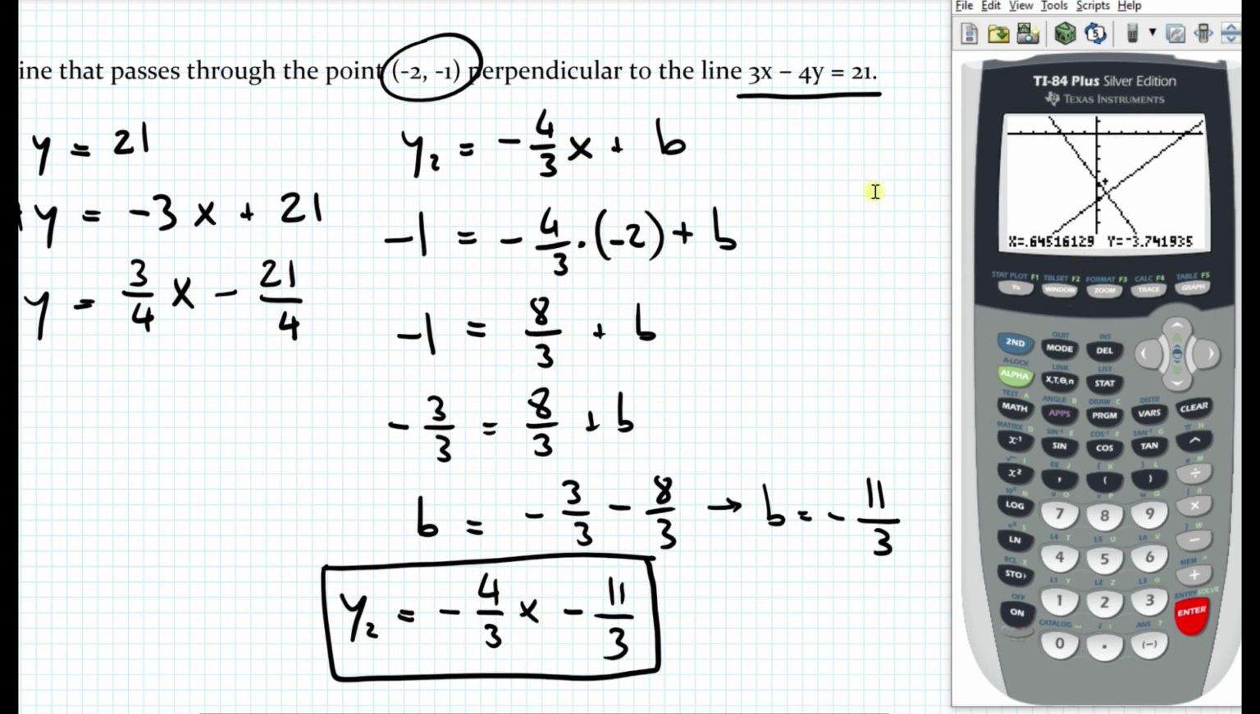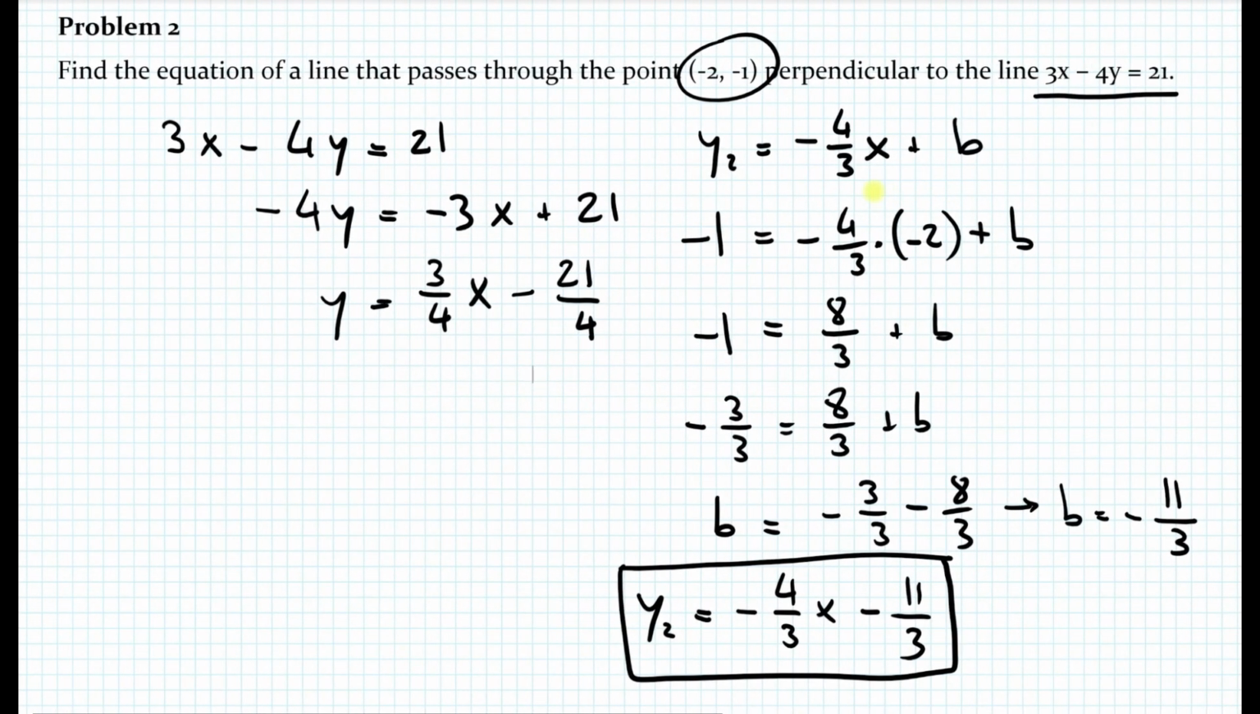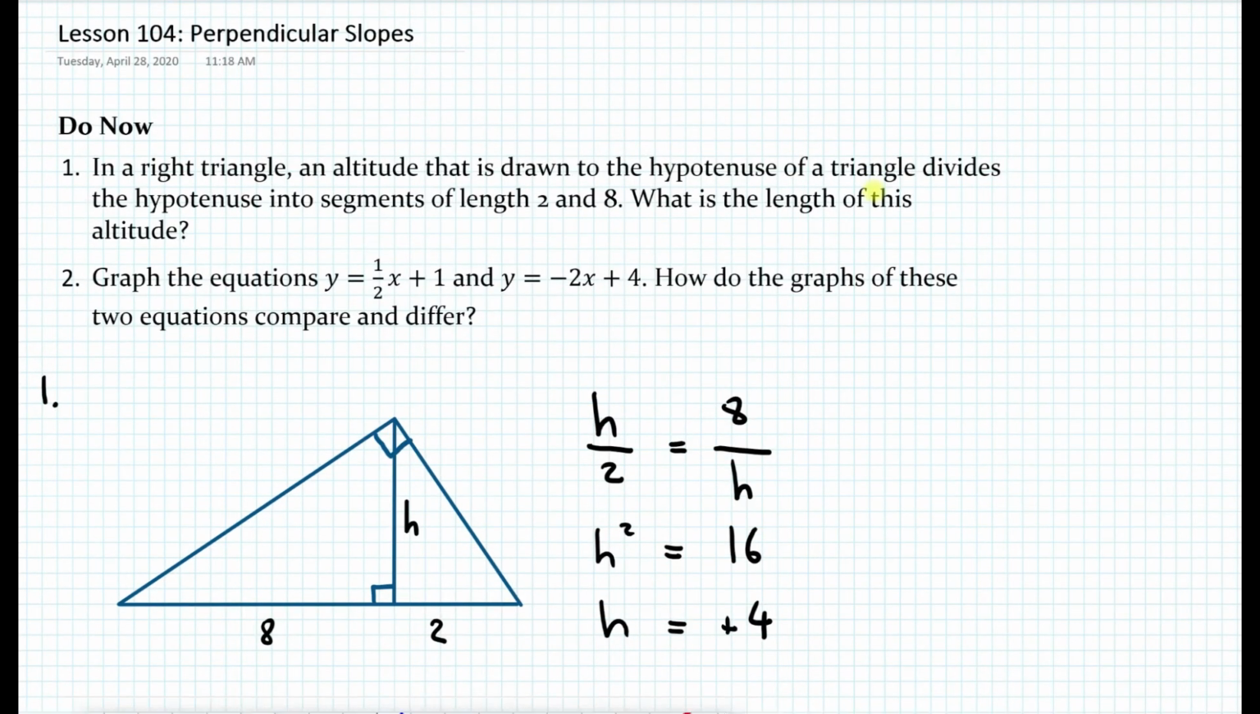But anyways, that is really the lesson for today. Just know how to find equations of other lines that are perpendicular to the given line, okay? So that's the lesson on perpendicular slopes.